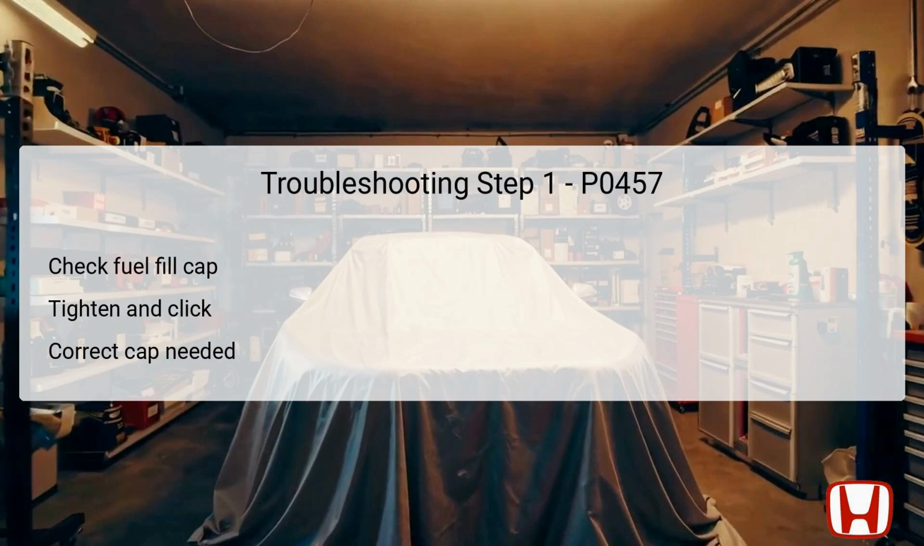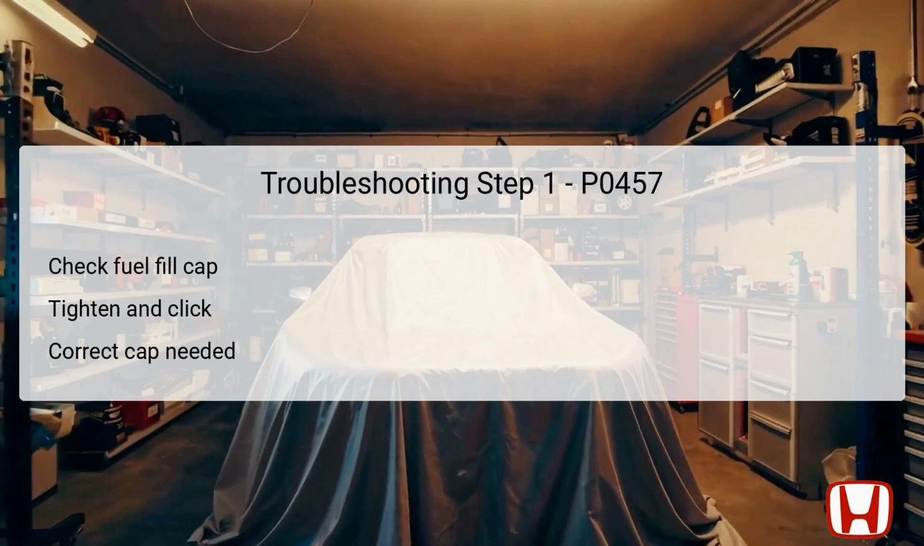The first troubleshooting step involves checking the fuel fill cap. It's essential to verify that the cap is not only present, but is also the correct type for the vehicle. The cap should indicate "tighten to click." When tightened, it should turn approximately 1/4 turn after it's tight and then click. This clicking sound acts as an auditory confirmation that the cap has been secured properly.